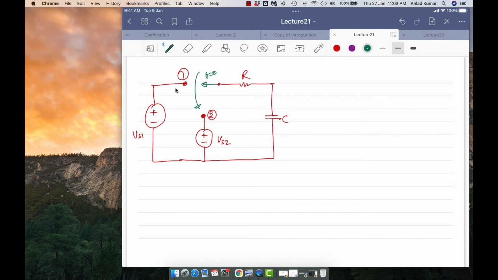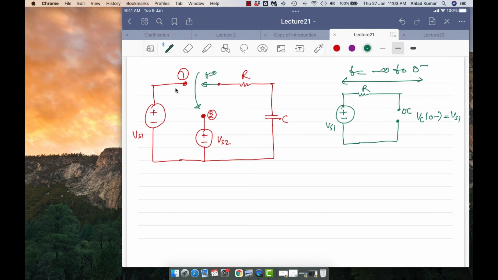When it is at 1, time goes from minus infinity to 0 minus. At this point, will the capacitor be open circuit or not? Yes, sir. So it is similar to the thing that we were doing earlier. It will be open circuit, and in open circuit the voltage across the capacitor at 0 minus is Vs1, and we know from the continuity equation that vC(0 minus) will be the same as vC(0 plus), and it will be Vs1. So keep this in mind first. Now at time t is equal to, let us say, infinity, what will be the case?